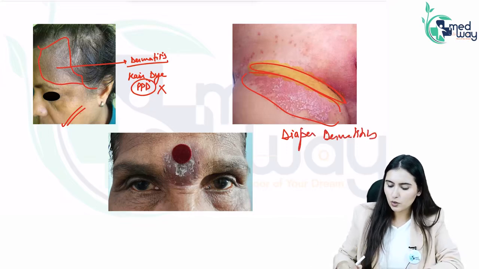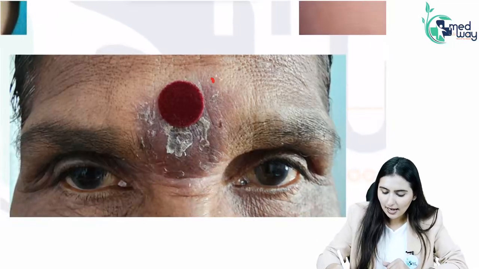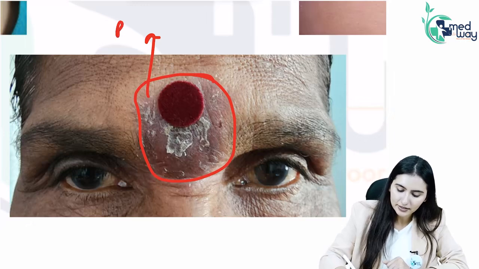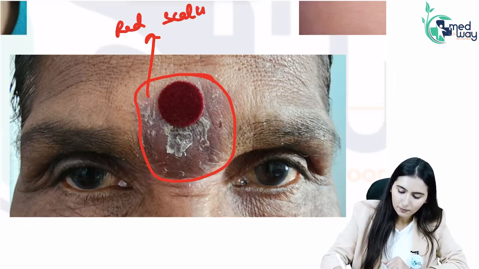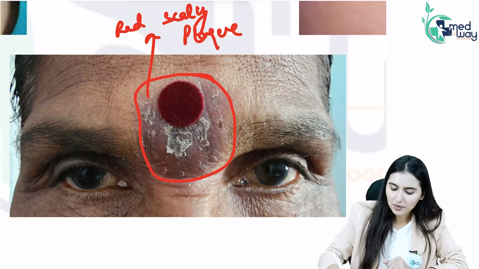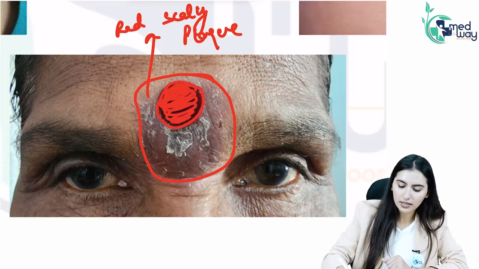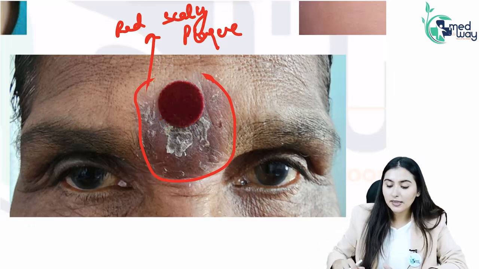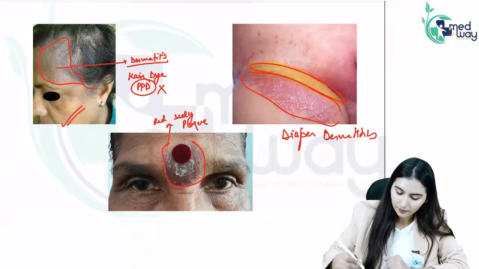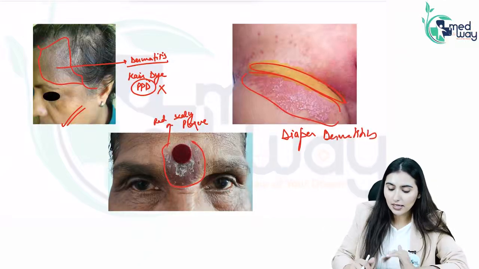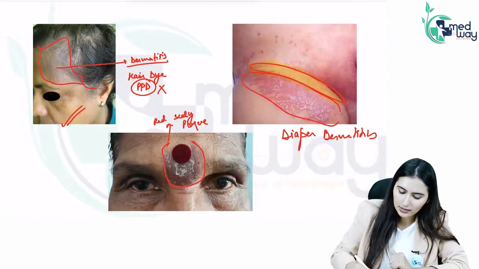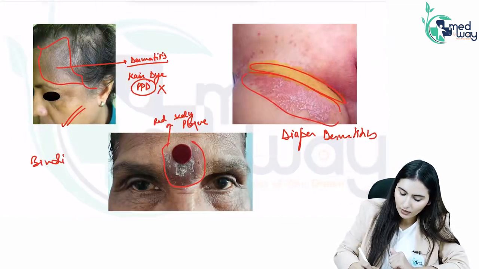Now you look at this poor woman. She has a big problematic red scaly plaque here. Why? Because of this bindi, but she cannot stop applying the bindi because the husband is protected by this bindi, according to them. So this is bindi dermatitis. Why are you getting bindi dermatitis? That is because of paratertiary butyl phenol. PTBP. Okay, this is bindi dermatitis.